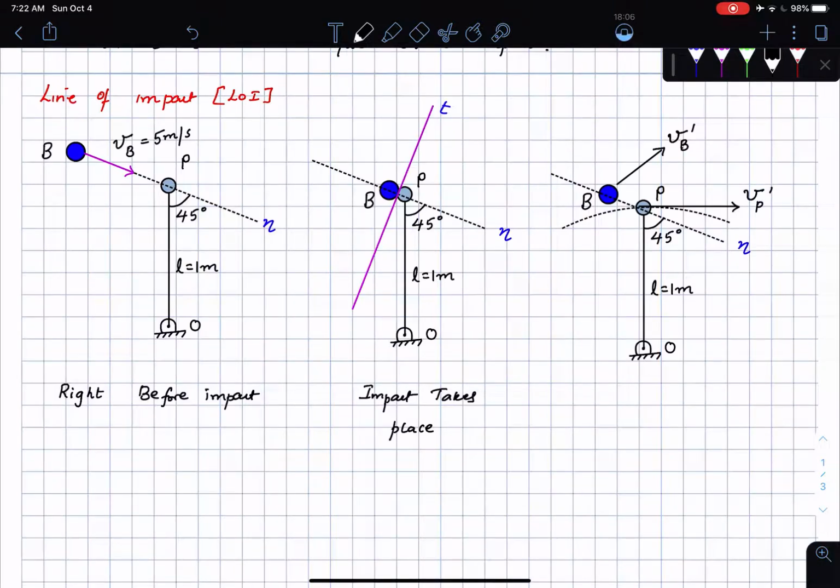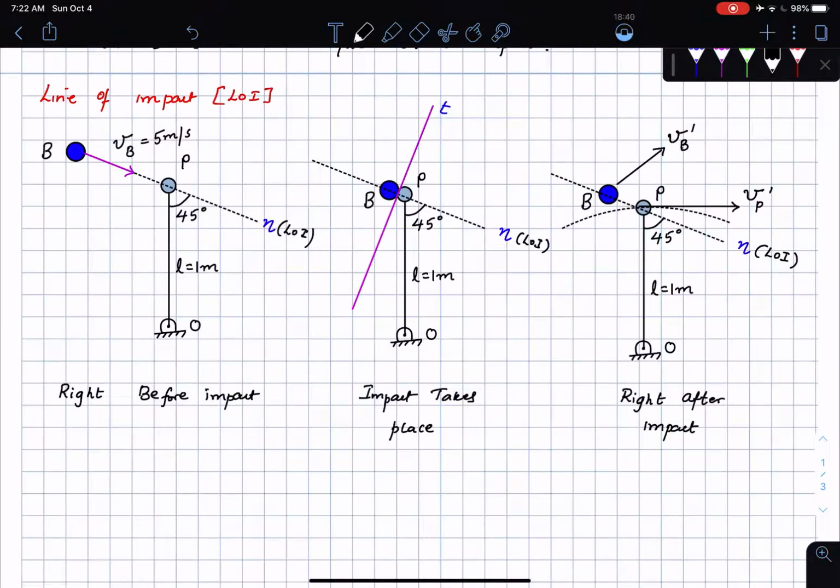Once again, right before impact, I know the velocity of the ball. It's along the normal direction, or along the line of impact. This is the line of impact. Then right during the impact, I know that this is the tangential direction, which is the line that is perpendicular to the line of impact. And these two are impacting each other. This is right after impact.